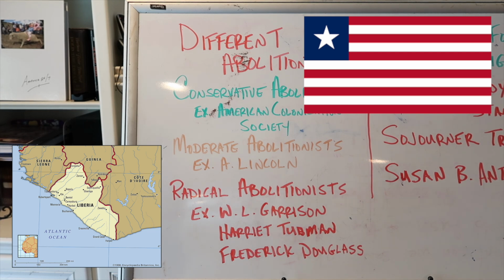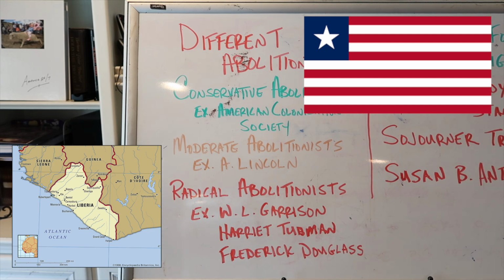The name of the country, Liberia, comes from the word liberty, in that the slaves were being given their liberty and sent back to Africa. And the capital of their country of Liberia is Monrovia, named after President Monroe, because he was the president at the time that this American Colonization Society was trying to advance their goals.